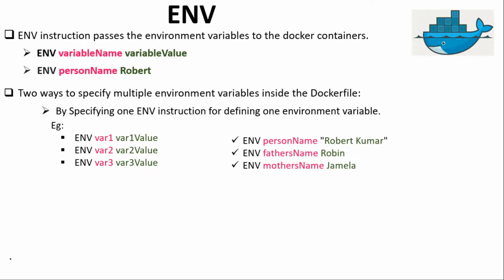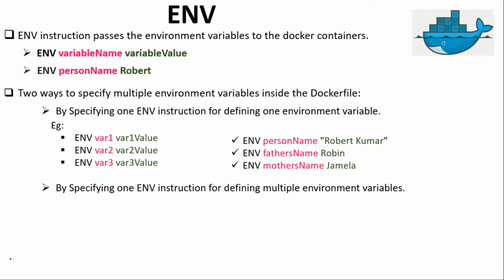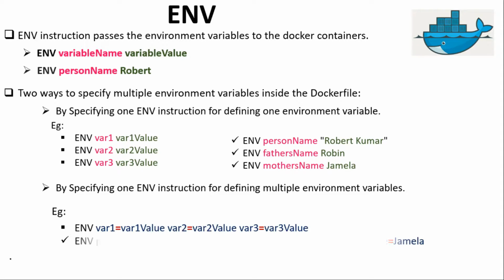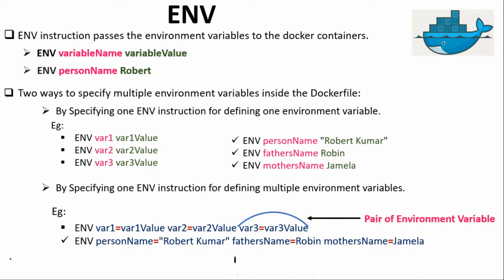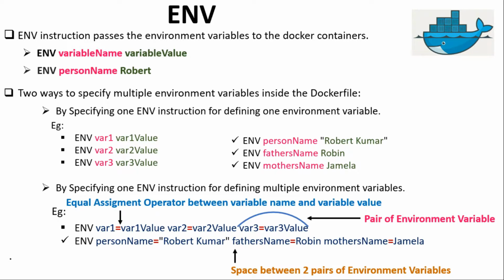Now friends, the second way of defining multiple environment variables is by specifying one ENV instruction for defining multiple environment variables. In this case, all the 3 environment variables can be written inside one ENV instruction like this. And here friends, each pair of environment variable is separated by a space as a delimiter, and the variable name and the variable value inside each pair are separated by the equal to operator.